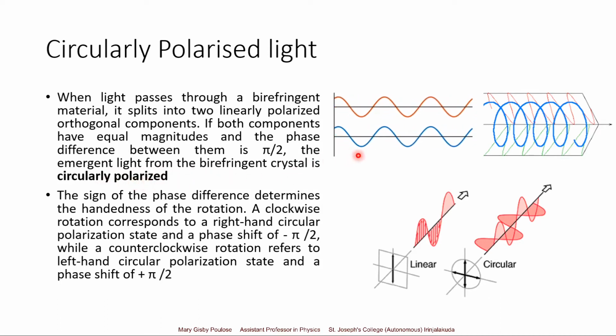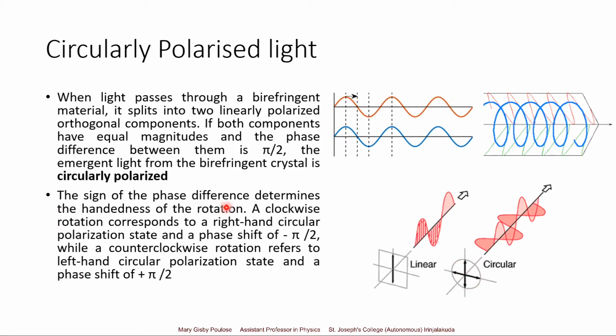So here, if this is the E ray and this is the O ray, while passing through the crystal, they have a phase difference. And at the end of the crystal, they will superimpose together and emerge as the circularly polarized wave. Here we have this figure where we can see that the electric field vector is traced along a circle.